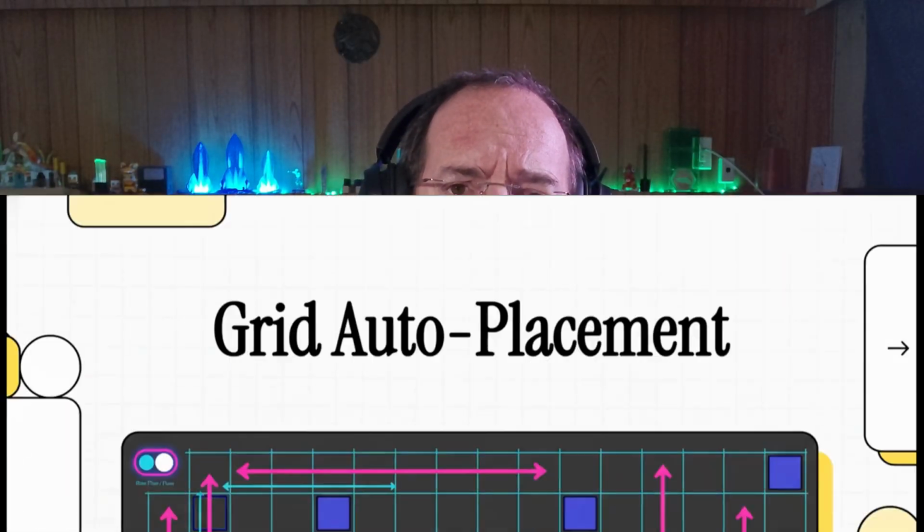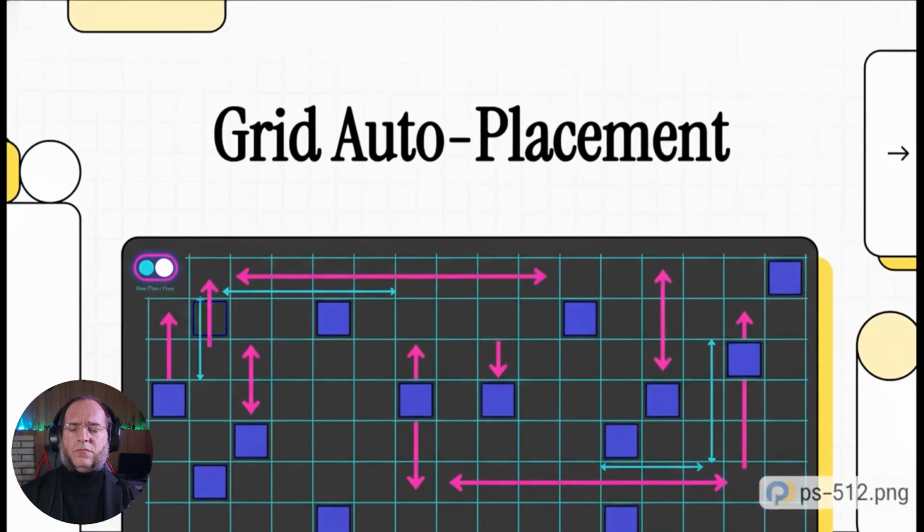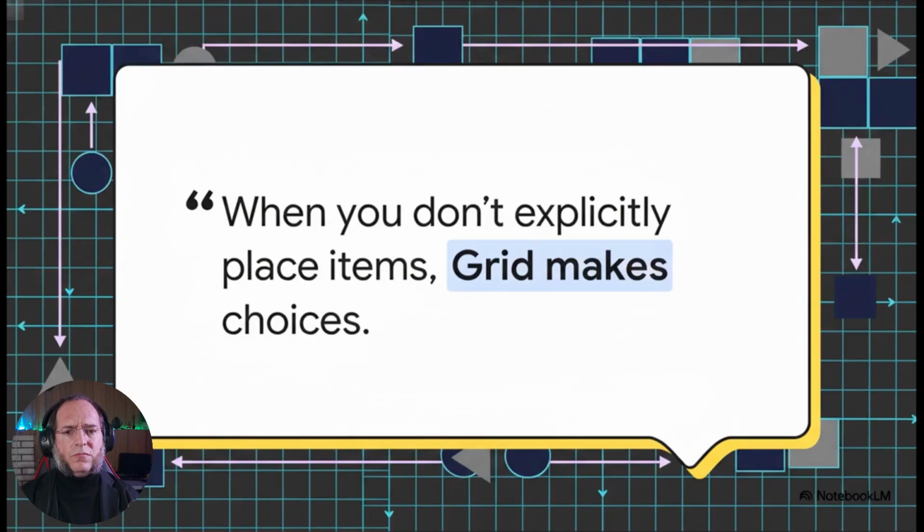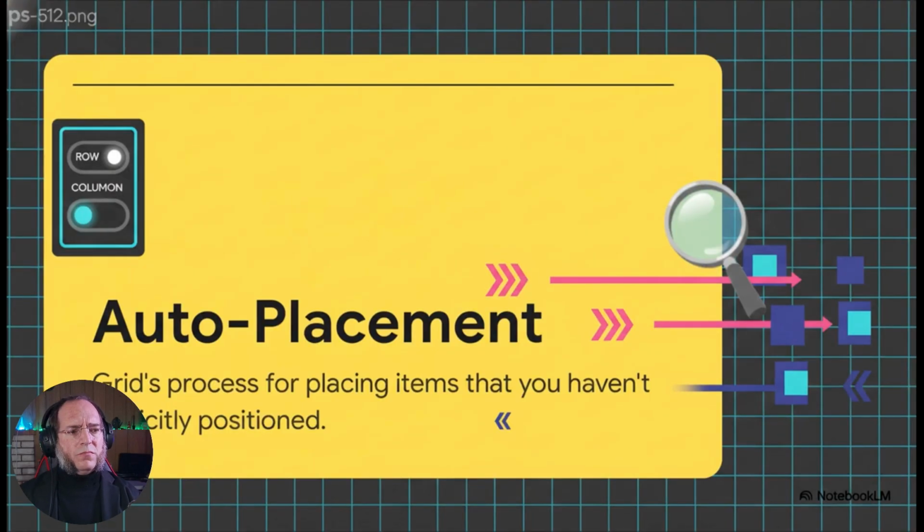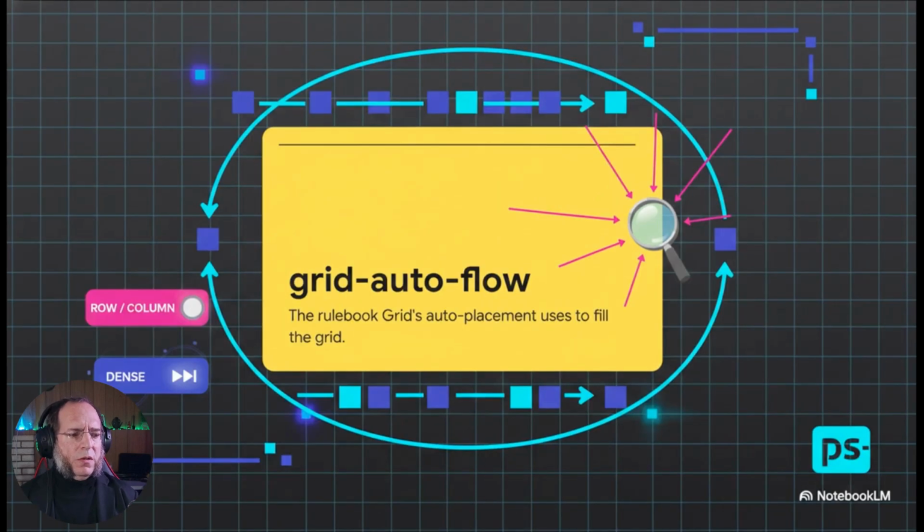T.A. Watts, walk them through how Grid Autoflow flows. All right, listen up. So what happens when you don't place your grid items? Simple. When you don't place them, Grid makes the decisions for you. That whole decision engine, it's called auto placement. And yep, it has a rulebook. And that rulebook is a neat little property called Grid Autoflow.